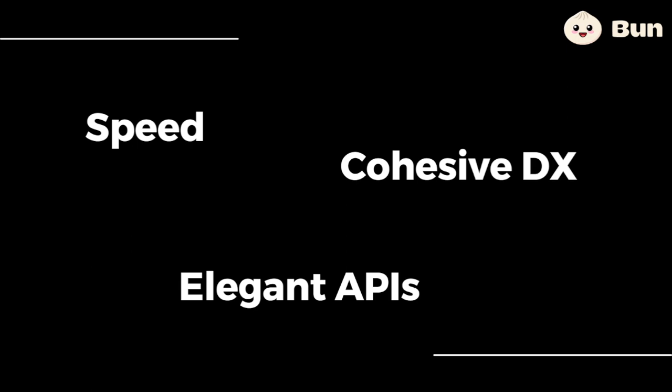Bun has three major design goals, which are speed, elegant APIs, and cohesive developer experience. Let's talk about the elegant APIs. Bun provides a minimal set of highly optimized APIs for performing common tasks like starting an HTTP server and writing a file.